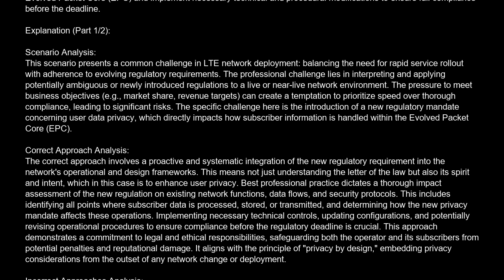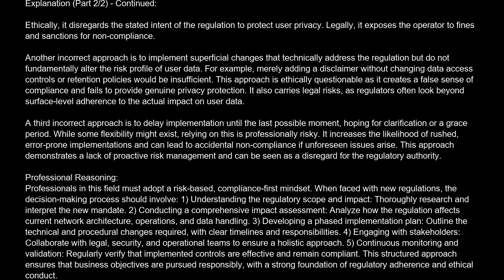It aligns with the principle of privacy by design, embedding privacy considerations from the outset of any network change or deployment. Incorrect approaches analysis. One incorrect approach involves assuming that existing data handling practices are sufficient and that the new regulation will not significantly alter operational requirements. This is a failure to conduct due diligence and a direct violation of the regulatory mandate. Ethically, it disregards the stated intent of the regulation to protect user privacy. Legally, it exposes the operator to fines and sanctions for noncompliance.